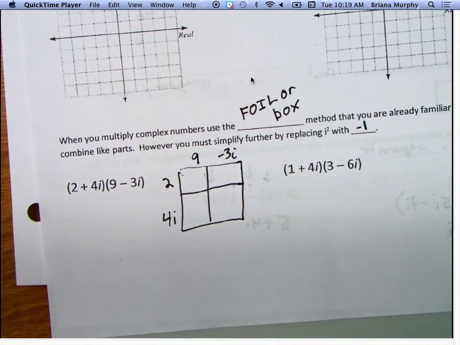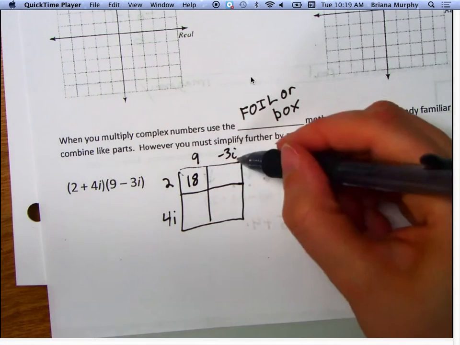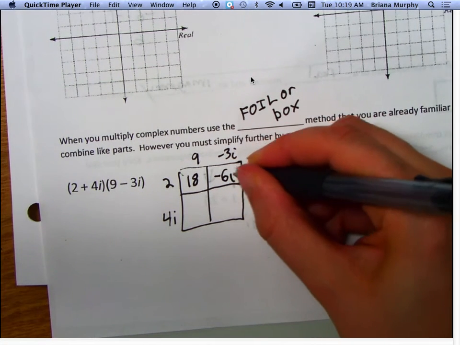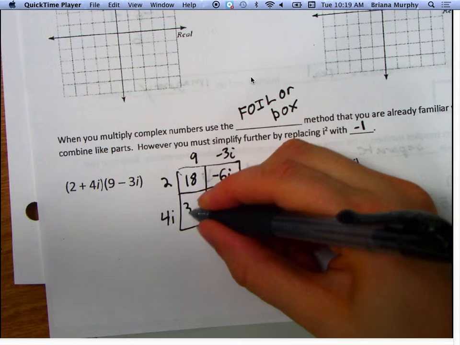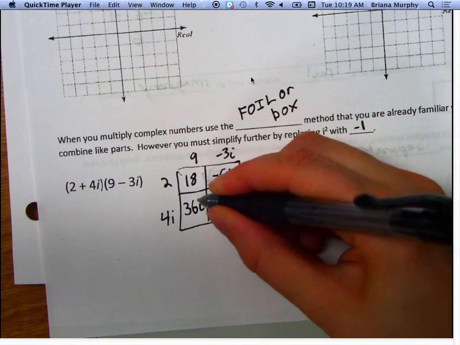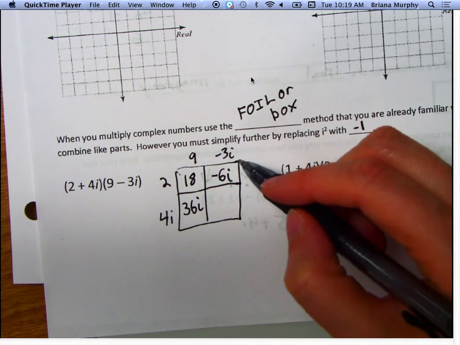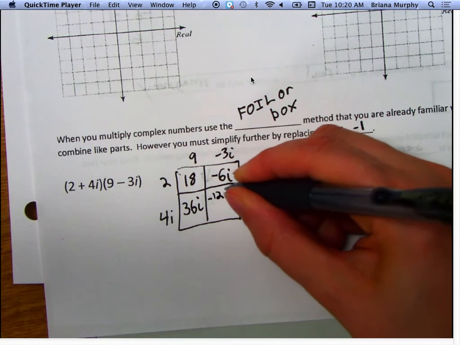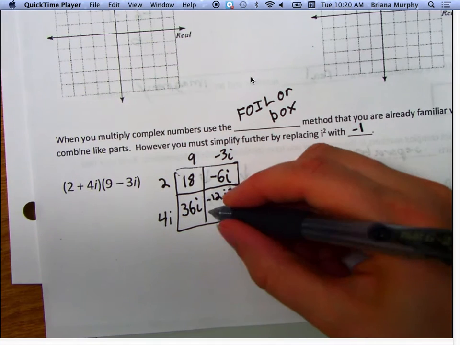2 times 9 gives me 18, good. 2 times negative 3i gives me, okay. 9 times 4i gives me 36i, right? Now here's the hard one. 4i times negative 3i gives me negative 12i squared. But what does i squared stand for? So it's just 12. Good.